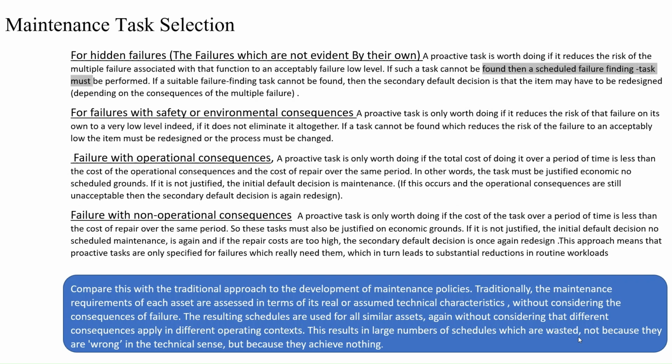Compare this with the traditional approach to the development of maintenance policies. Traditionally, the maintenance requirements of each asset are assessed in terms of its real or assumed technical characteristics without considering the consequences of failure. The resulting schedules are used for all similar assets, again without considering that different consequences apply in different operating contexts. This results in large numbers of schedules which are wasted, not because they are wrong in the technical sense, but because they achieve nothing.